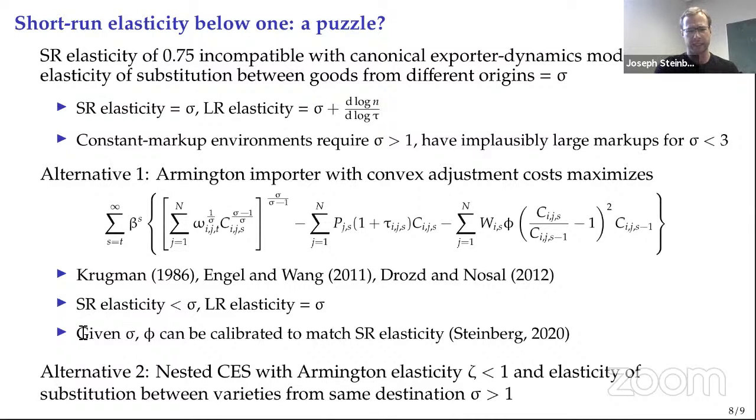Another, simpler alternative is that you can have an Armington elasticity of substitution between goods from different countries that's less than 1, and an elasticity of substitution between varieties of goods from the same country that's greater than 1. That will also get you what you need.